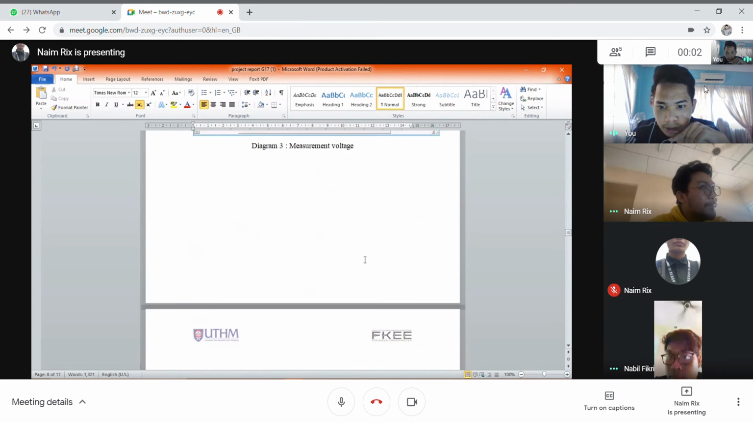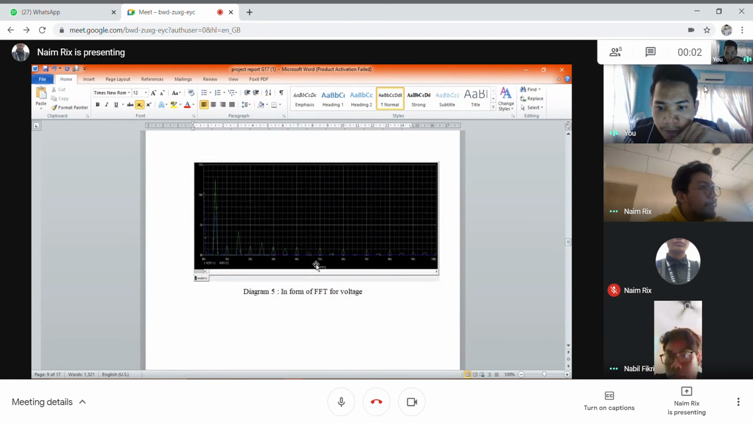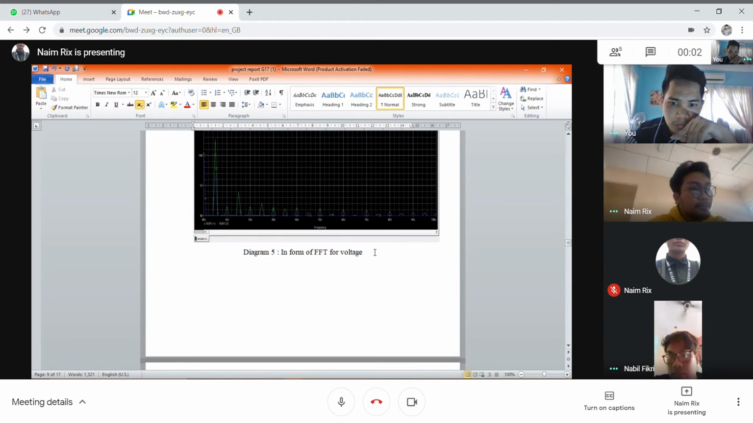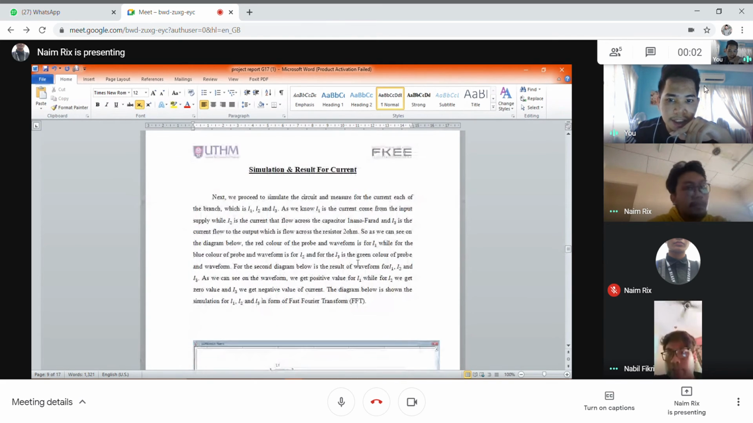Okay, for the result of voltage, as you can see for the waveform, the green color waveform is for the input voltage, the blue color waveform is for the output voltage. Okay, diagram 5 is the result in the form of fast Fourier transform for voltage. Okay, for now I pass the simulation result for current to my teammate.